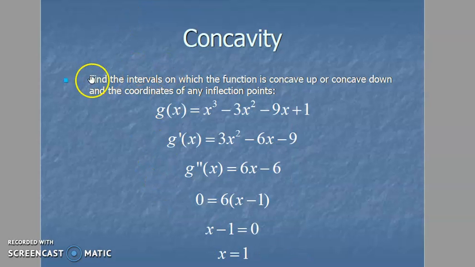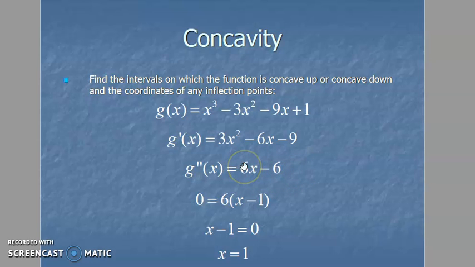And the next problem is find the intervals on which the function is concave up or concave down and the coordinates of any inflection points. So the function is g of x equal to x cube minus 3x square minus 9x plus 1. The first derivative will be 3x square minus 6x minus 9. Second derivative you will get 6x minus 6.